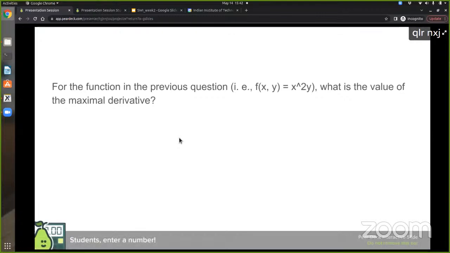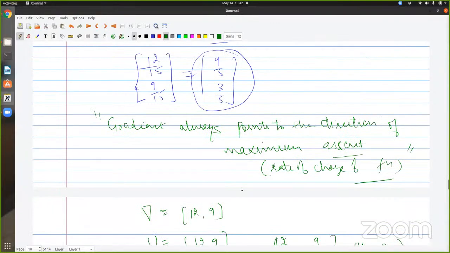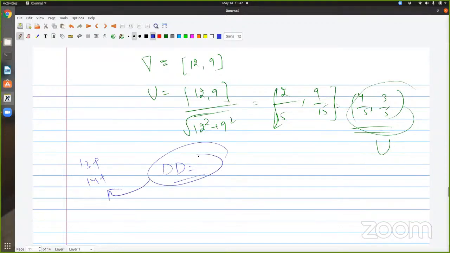For the same function, what is the value of the maximal derivative? Now you got the direction. This is the direction that gives you the maximum rate of change. Now use this as u, and then find the value of the directional derivative. In one direction we had got some 13 plus, in another we got some 14 plus. Now this should be greater than this. Why? Because this should be maximum. Let's see how much that comes out to be.